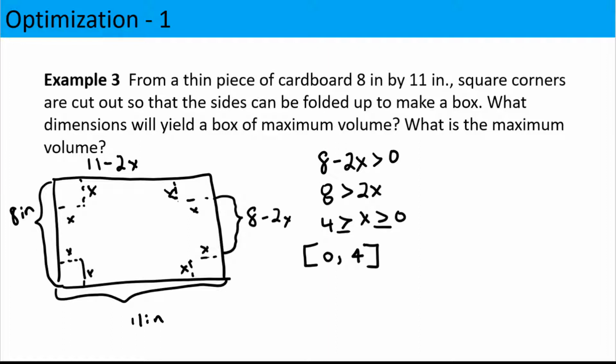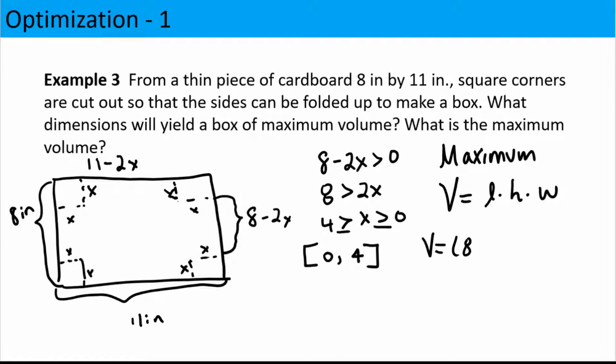Now with that, let's come up with our objective function. Our objective function is that we want to maximize the volume, and the volume of a rectangular box is the length times the height times the width. The measurements we have for our box are 8 minus 2x times 11 minus 2x and the height of x.